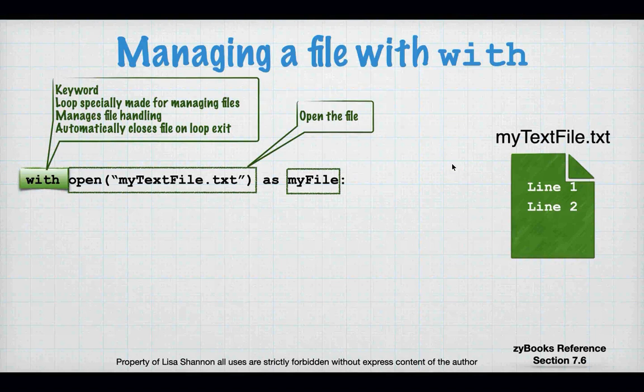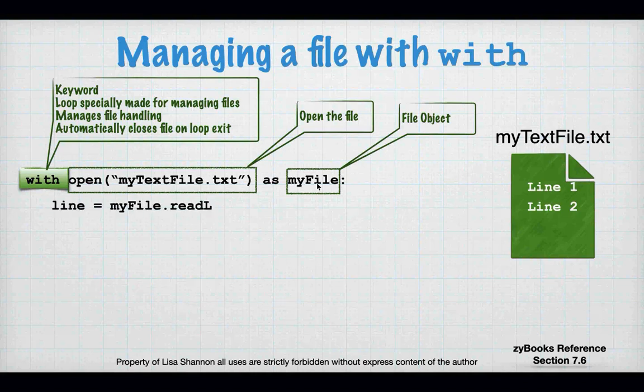So with is a very handy tool, and I use it all the time when I'm dealing with files in Python. Now, it's a keyword, and then the next thing that happens is an open function call. So in this case, I'm going to open my text file.txt, and I'm going to say as my file. So as is another keyword that goes along with with, and my file is just a variable name, but that's where the file object is going to be placed. Before I had my file equal open, now I will have with open my text file as my file.